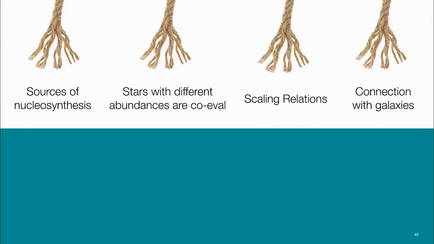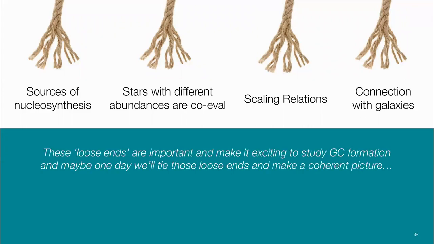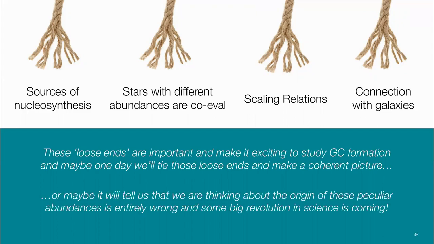So all of these loose ends are very important and make it exciting to study the formation of globular clusters. And maybe one day we'll tie those loose ends and make a coherent picture of globular cluster formation. Or maybe it will tell us that we're thinking about the origin of these peculiar abundances in an entirely wrong way, and some big revolution in science is coming. And with this, I think I've finished. If you have any questions, I'm happy to address them now. That's it.